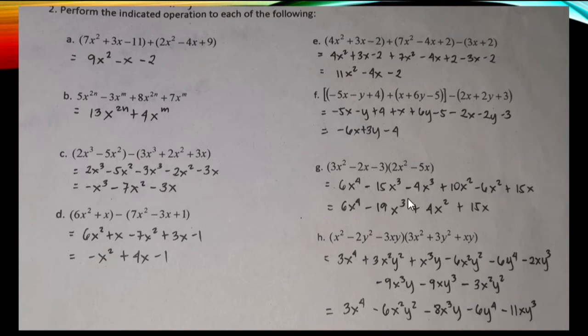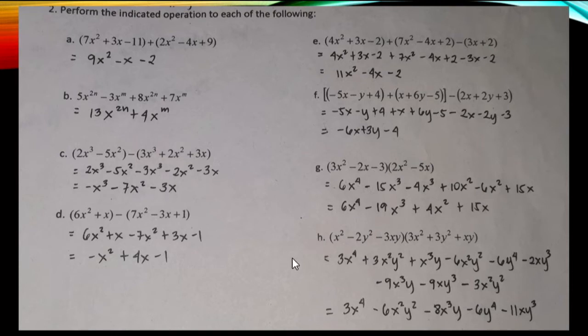Combining like terms, this one has no like term, so copy 6x to the power of 4. Then for the cube, there are two of them, so negative 15 or negative 4, that is negative 19x cubed. Then for the square, 10 minus 6 is 4x squared. Then we have plus 15x.